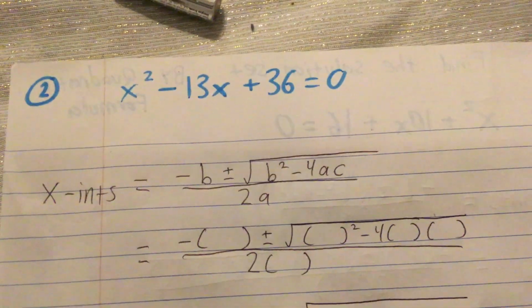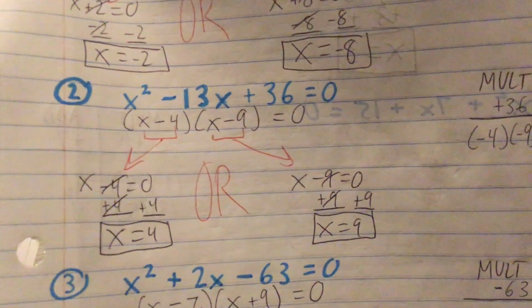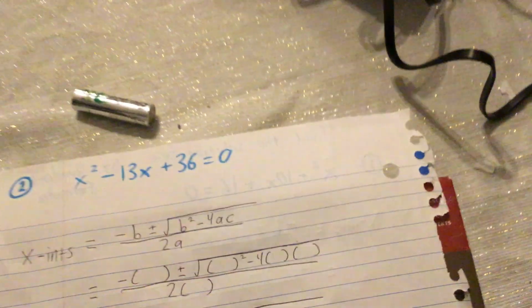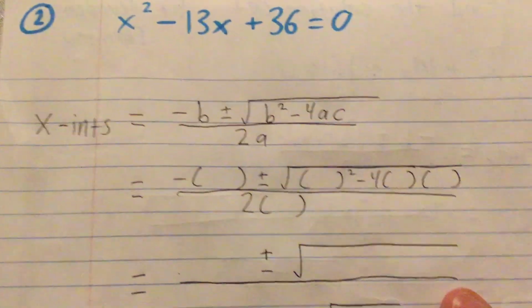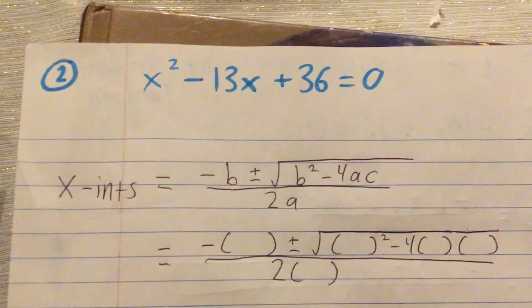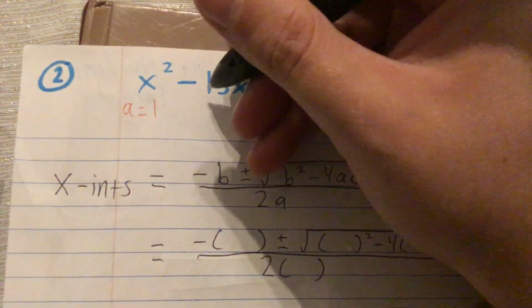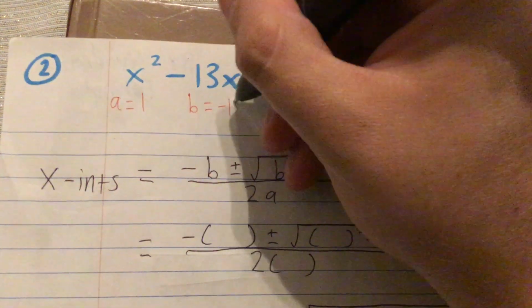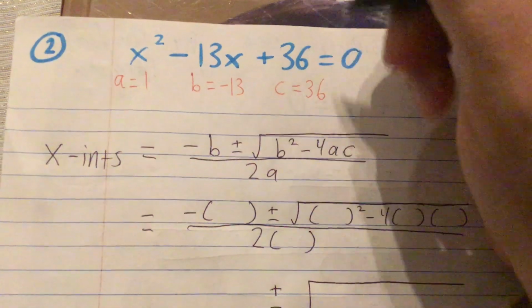All right, number 2, same thing as problem number 2 that we factored. We know the answer ahead of time, x equals 4 or x equals 9. So let's keep that in mind when we do this work. First things first, the quadratic formula is here. Let's label our a, our b, and our c. Our a is 1. Our b is negative 13 this time. And our c is positive 36.